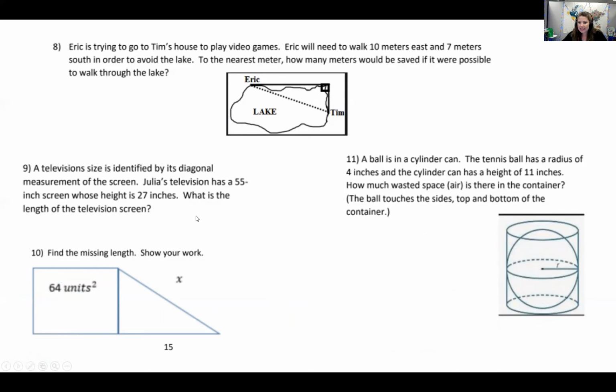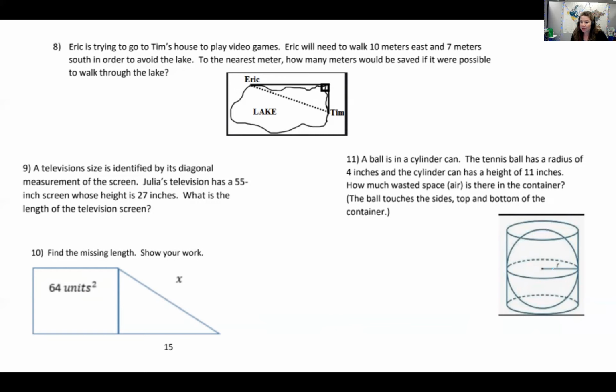A ball is in a cylinder can. The tennis ball has a radius of 4 and has a height of 11. How much wasted space is in the container? So the ball touches the sides of the canister, the top and the bottom.